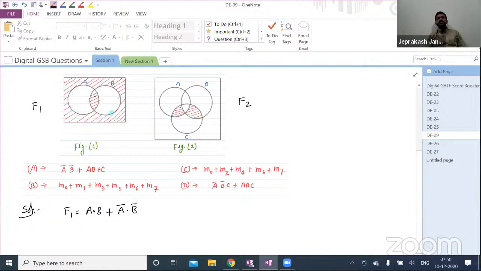I'm repeating once again. This is the intersection part of A and B. So that means A and B. The rest of the area, that is other than A, other than B, right? So A bar and B bar. Now, what is F2? All of you please try. What is F2?